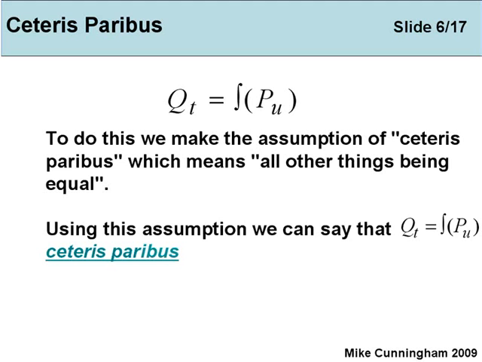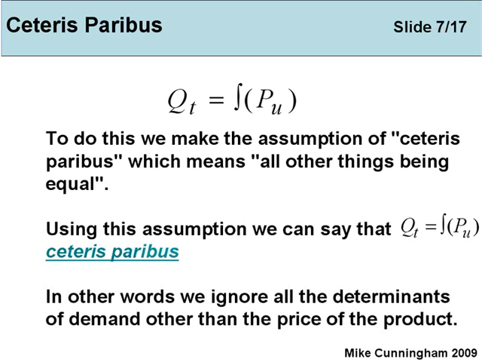Using the assumption, we could say that the quantity demanded per unit of time depends on the price per unit, ceteris paribus. When we write ceteris paribus, we're explicitly recognizing that we're holding things constant. We're telling the world there are more variables here, but we've chosen to ignore them. In other words, we ignore the determinants of demand other than the price. That's the only thing we are interested in.